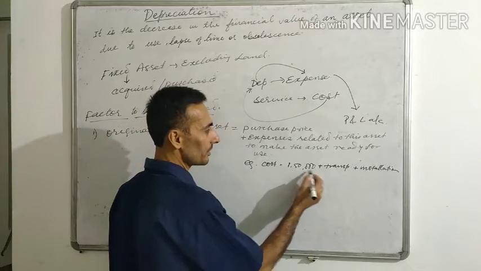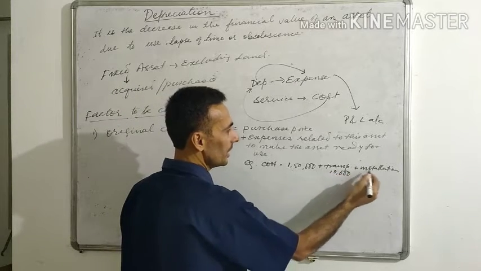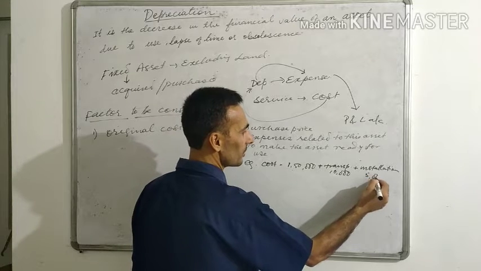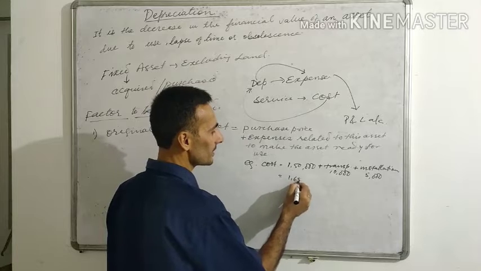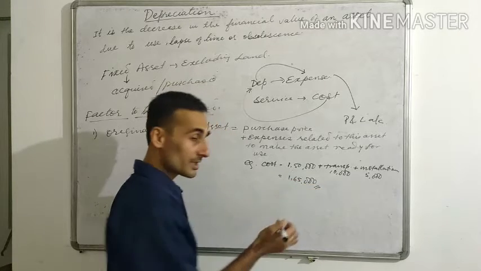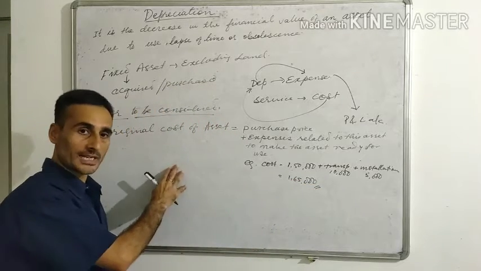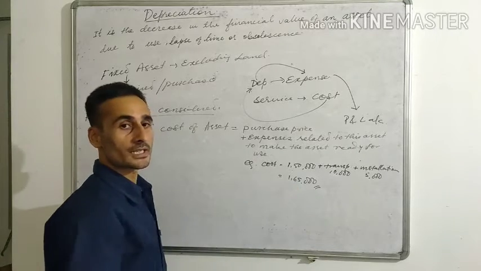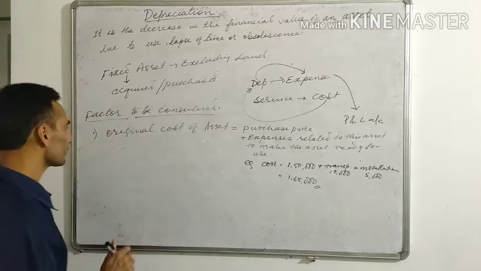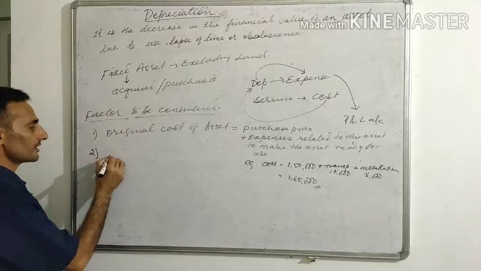Like say 1,50,000, transportation is 10,000, and installation paid is say 5,000. So the total cost of this machine becomes 1,65,000. So when you pass a journal entry for purchase of this asset, the value of this journal entry will be 1,65,000, right?